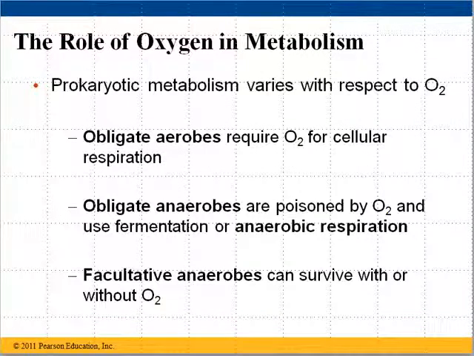Another way to sort them is how they deal with oxygen, because some of these prokaryotic creatures need oxygen and some of them need to stay away from oxygen. If they require oxygen for cellular respiration, they're called an obligate aerobe. So an obligate aerobe is something that requires oxygen for cellular respiration. An obligate anaerobe is poisoned by oxygen and stays away from it. Instead of using cellular respiration, they use fermentation or anaerobic respiration. So an obligate aerobe has to have the O2, an obligate anaerobe has to stay away from the O2.